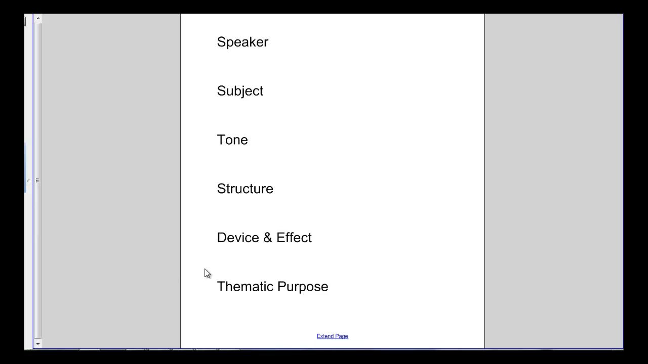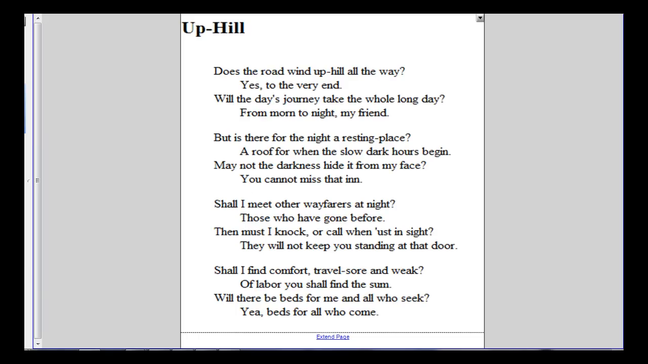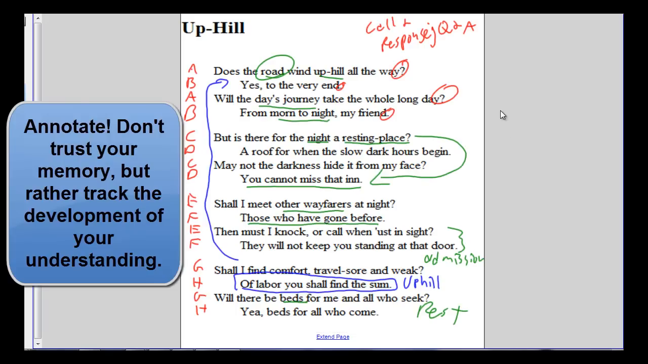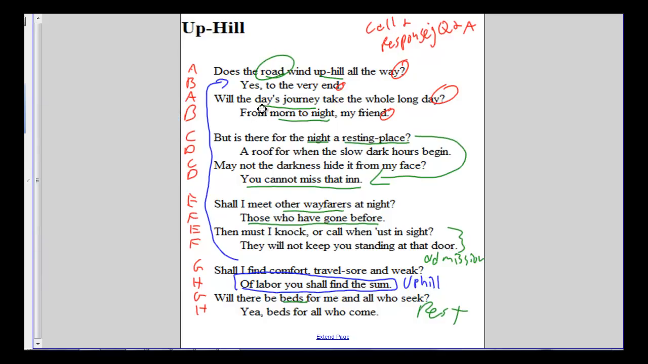And ultimately, we're trying to get down here and recognize the thematic purpose of the artist in creating this piece. So I'll take a minute and just read the poem. So I've taken a few moments to read and annotate the poem. I noticed that it's about a road throughout. It's about travel, the day's journey.